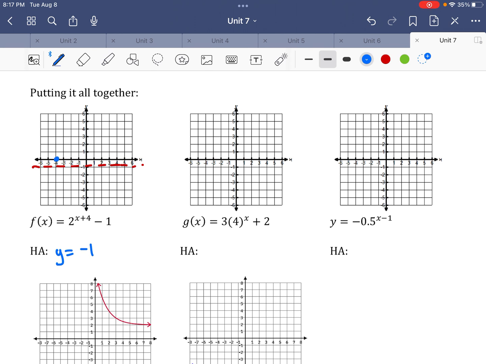And then the rest of it you can get from your calculator or Desmos, but it's growth, so it comes up like that. And we're just looking for a sketch, really. Okay, this next problem is also growth, and it's moving up 2 here. So my new horizontal asymptote is y equals 2.